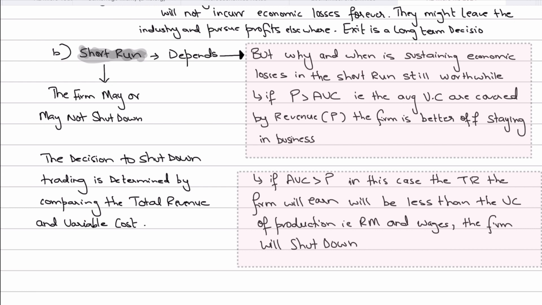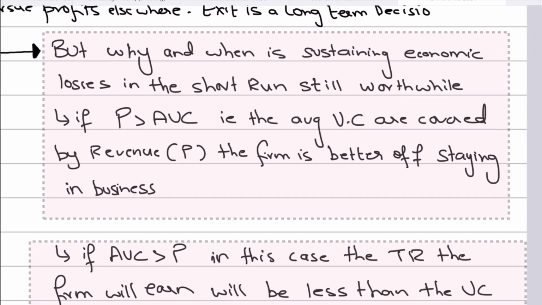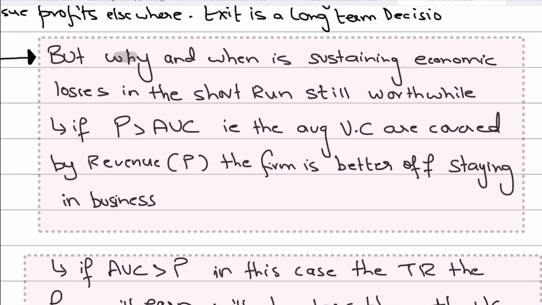Okay. But the thing is, if you look at what I've written over here, it's: why and when is sustaining economic losses in the short run still worthwhile, right? So why is it worthwhile, right? It will actually be worthwhile to sustain those economic losses in the short run. And this will happen when your price is more than your average variable cost. Price means the selling price per unit is more than your variable cost per unit.